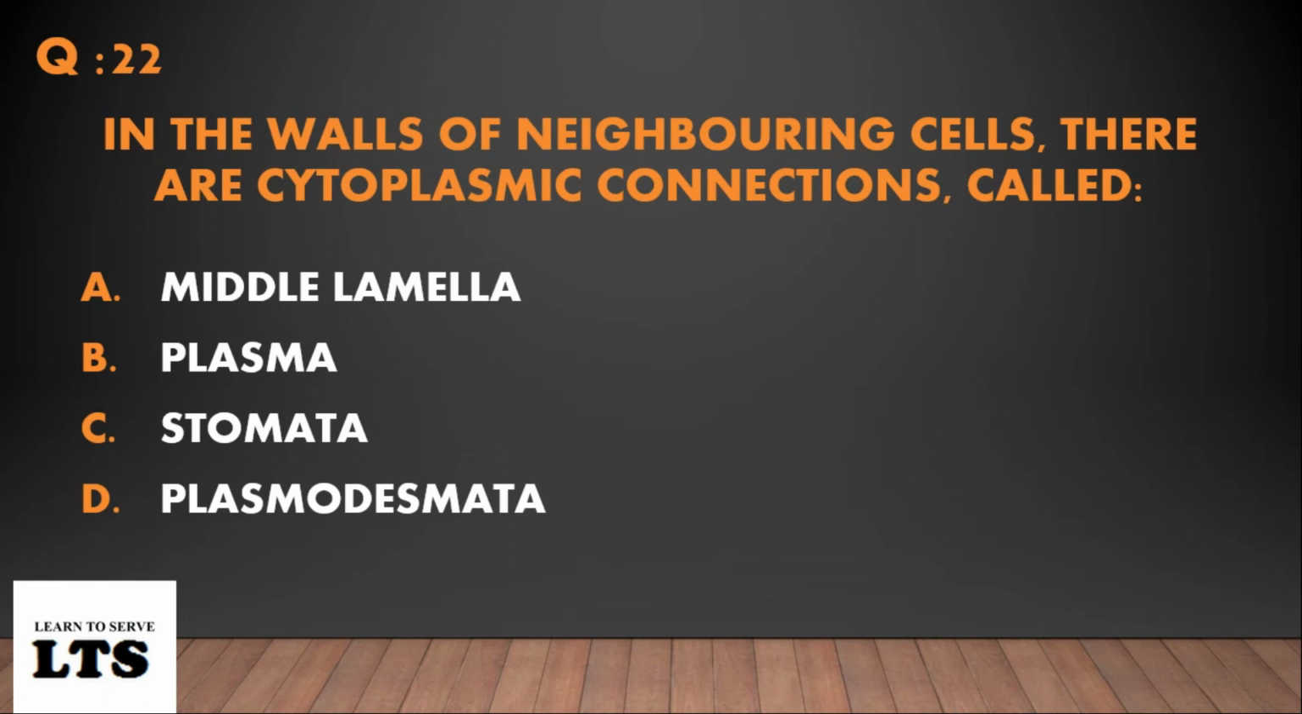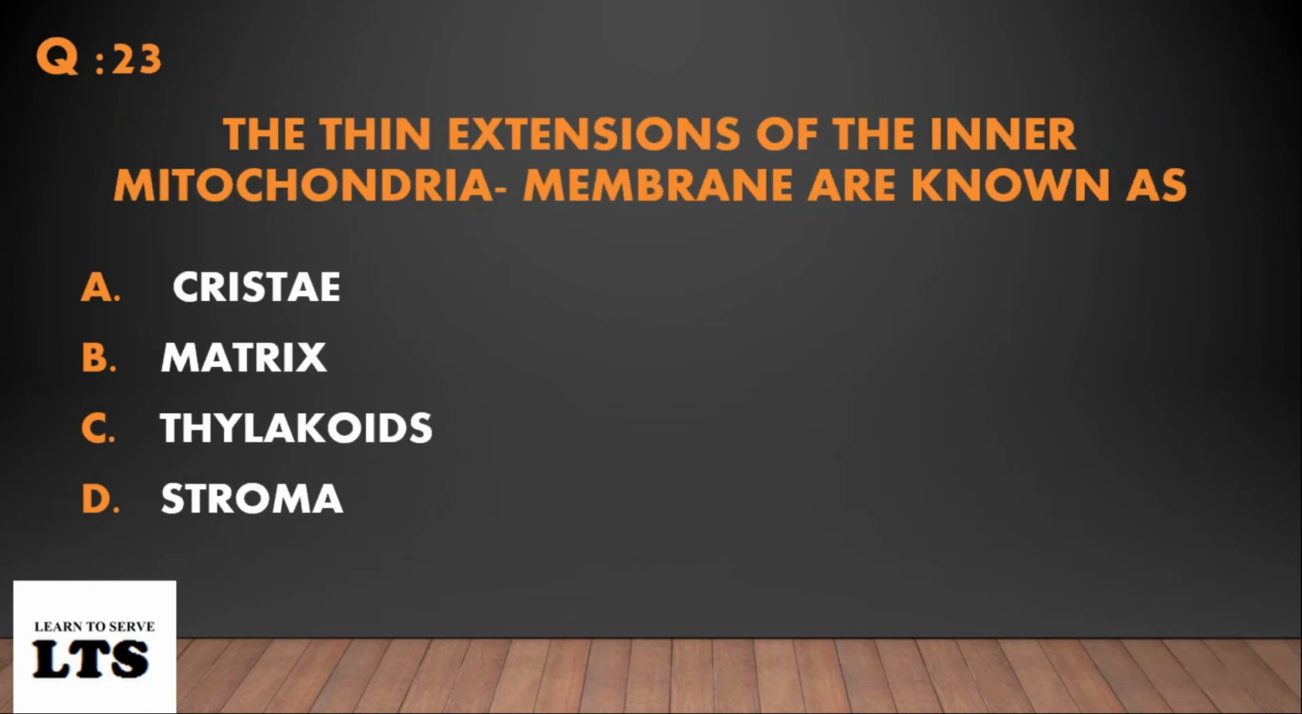The next one: in the walls of neighboring cells there are cytoplasmic connections called option A, middle lamella; option B, plasma; option C, stomata; option D, plasmodesmata. The answer is option D, plasmodesmata.